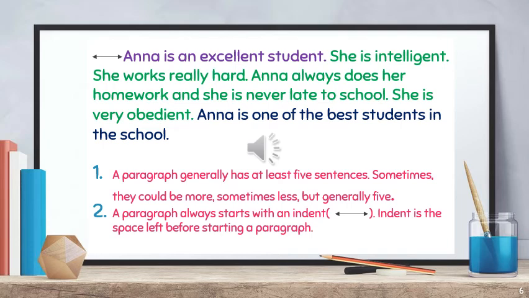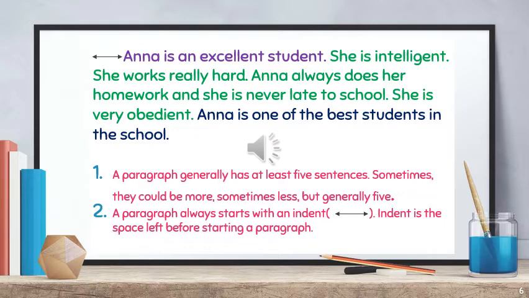Now let's have a look at the example that we did earlier. I have identified each of the parts of the paragraph with different colors for better understanding. So the one in purple, Anna is an excellent student, is the topic sentence. This sentence gives us an idea as to what the paragraph is about, right? You read the first sentence and you understand that this paragraph is about Anna, right?